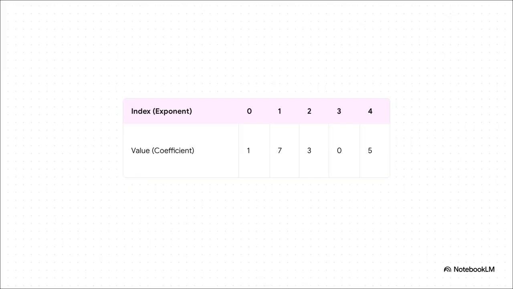And here it is. It's beautiful, isn't it? At index 4, for the exponent 4, we store the value 5. At index 2, we store 3. But now, look at index 3. Remember how our polynomial had no x cubed term? We simply put a 0. That 0 acts as a placeholder, and believe me, it is absolutely essential.